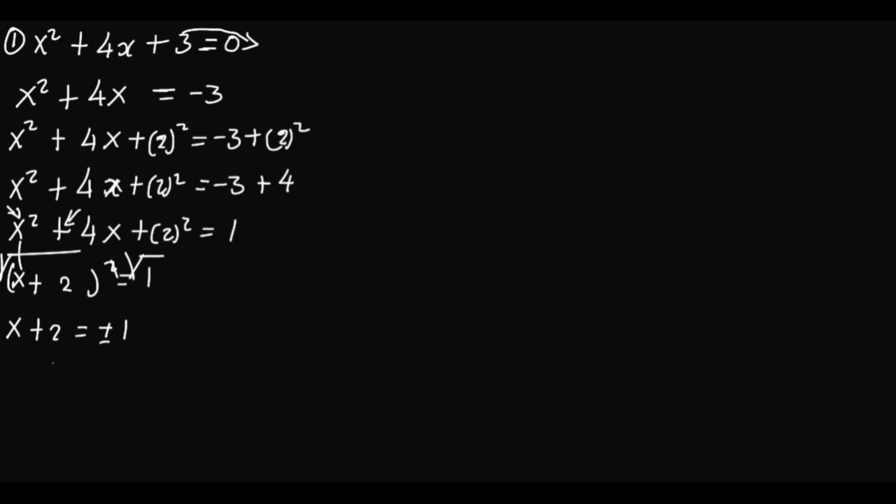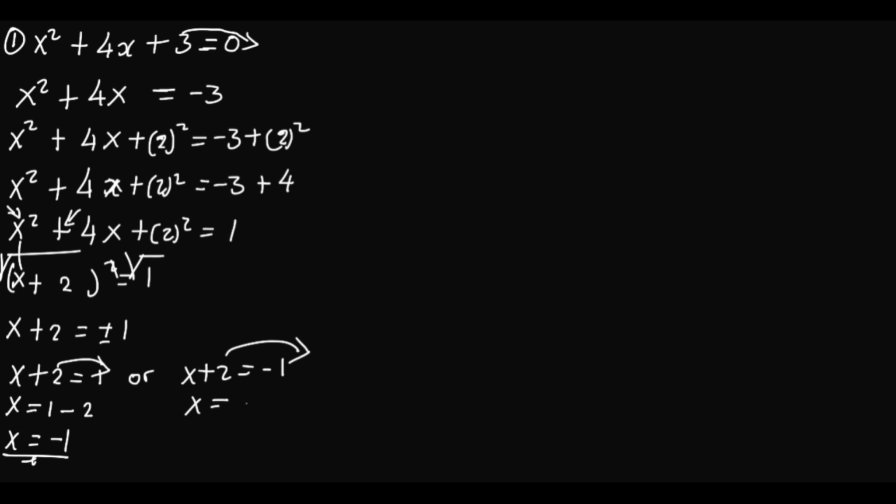So now we can separate our equation into 2. So x plus 2 is equal to positive 1, or x plus 2 is equal to negative 1. So we're going to move this to the other side, giving us now x is equal to 1 minus 2, which is now x is equal to negative 1. Then also this one, these 2 will shift to the other side, giving us negative 1 minus 2, which is our x is equal to negative 3.